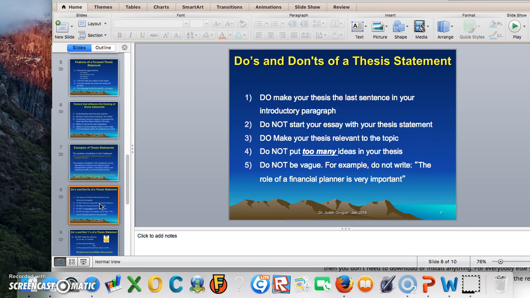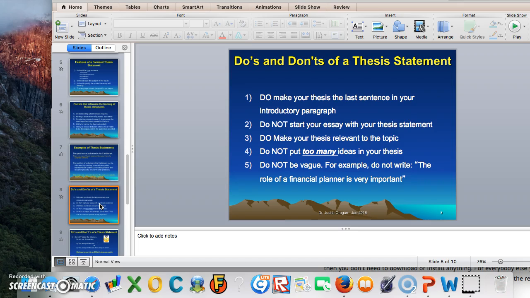Why? Quite a few of you are beginning writers. If you do that, by the time you get to the end of your introductory paragraph, you're not even likely going to remember what you wanted to talk about. So as much as possible, do not start your essay with your thesis statement. Make sure that the thesis is relevant to the topic. Do not include too many ideas because you will not develop them properly, or you will end up writing and there will be no end to what you're writing about.